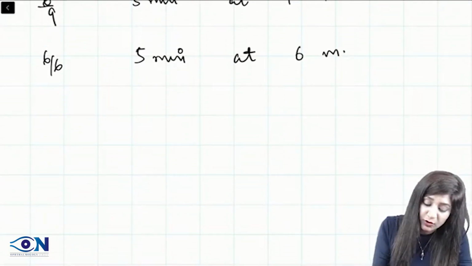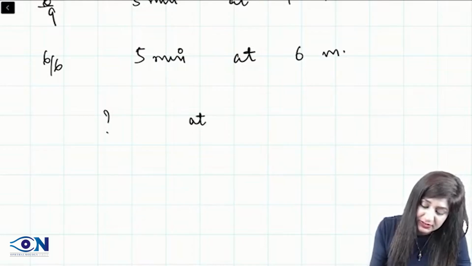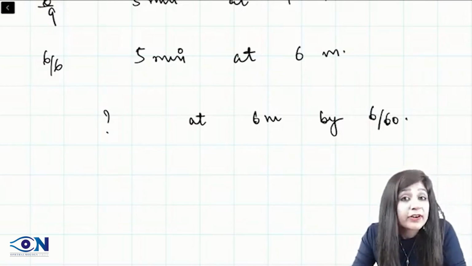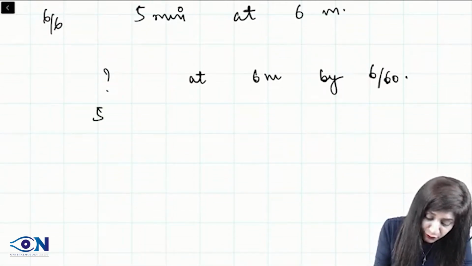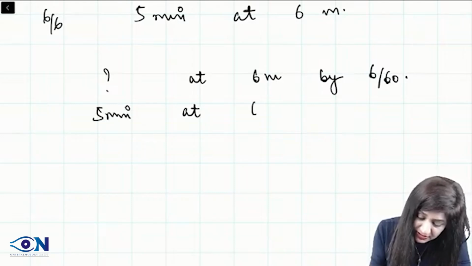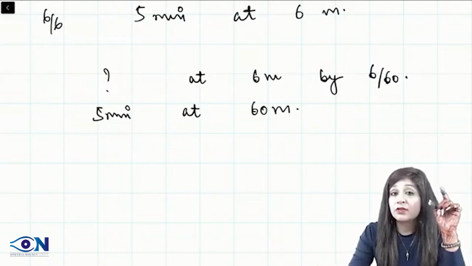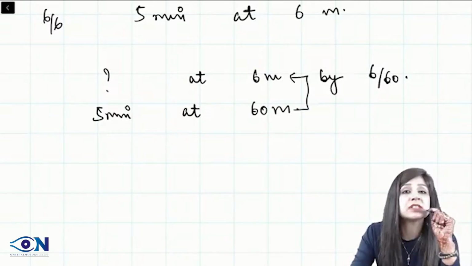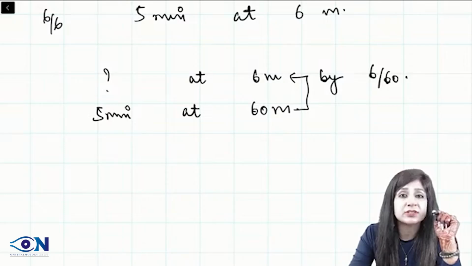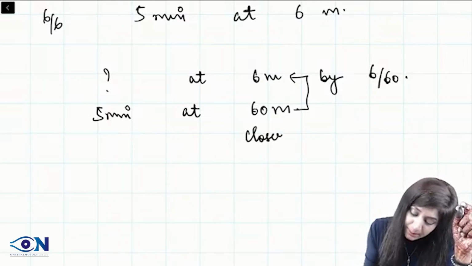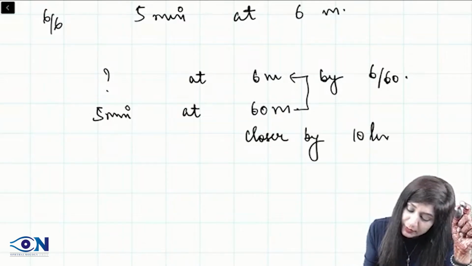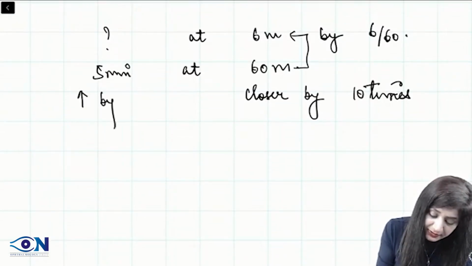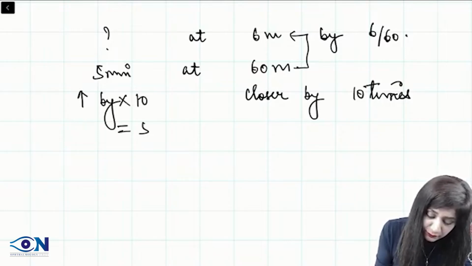Now, if they are asking what is the angle made at 6 meters by the 6 by 60 letter, okay. Now, what you already know is that it will make an angle of 5 minutes at the 60 meters. Now, if he is not able to see from the 60 meters, he is going closer to 6 meters. Patient is standing at a distance of 6 meters. That means he is going closer by 10 times. So because he is going closer by 10 times, therefore the angle will also increase by 10 times. 5 into 10, this is 50 minutes.